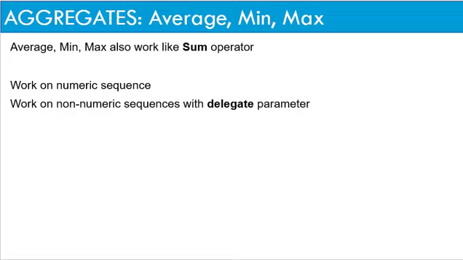Average operator is used to calculate average, and min operator is used to find the minimum number, and max is used to find the maximum number. They work similar to the sum method. You can use them without the delegate when the input sequence is numeric, and you must use a delegate if the input sequence is non-numeric.